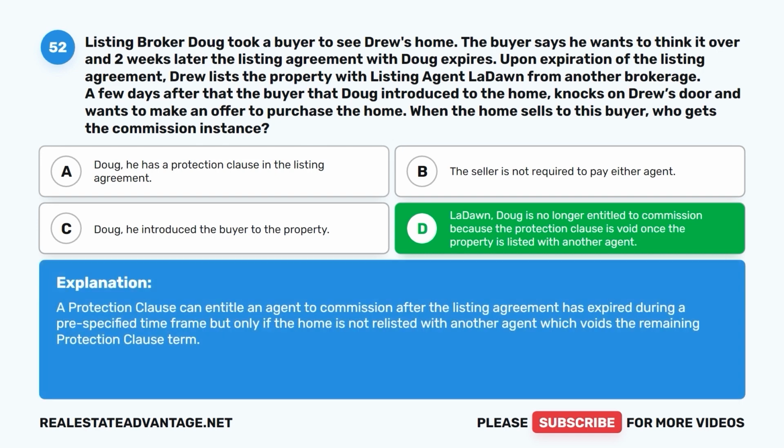A protection clause can entitle an agent to commission after the listing agreement has expired during a pre-specified time frame, but only if the home is not relisted with another agent, which voids the remaining protection clause term.